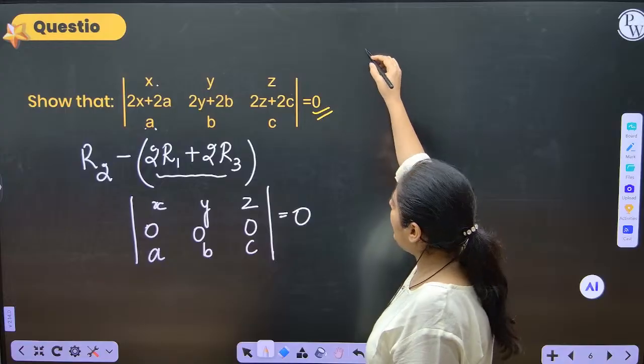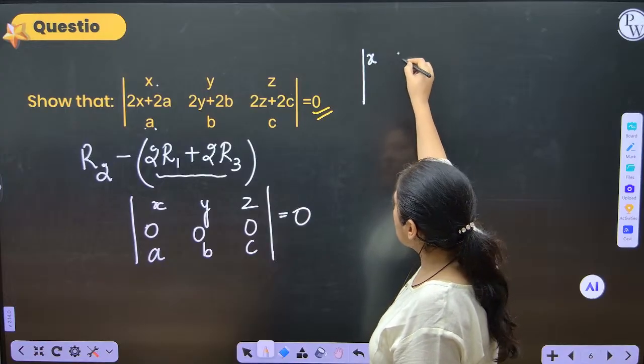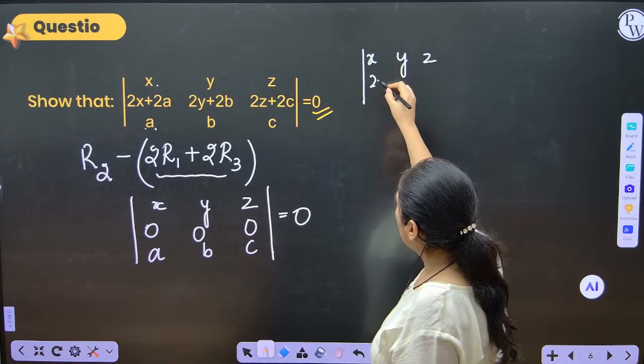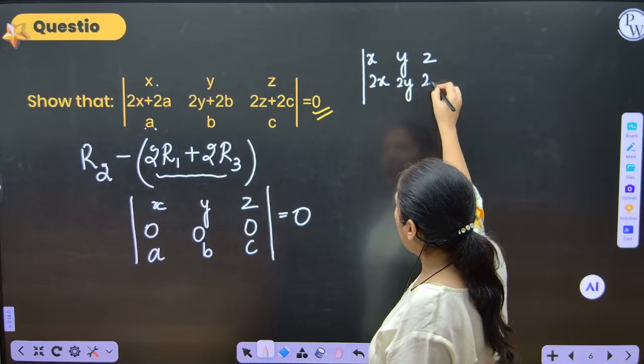Now the other way I am doing it, just now we have done one property. What we can do is, I can segregate.